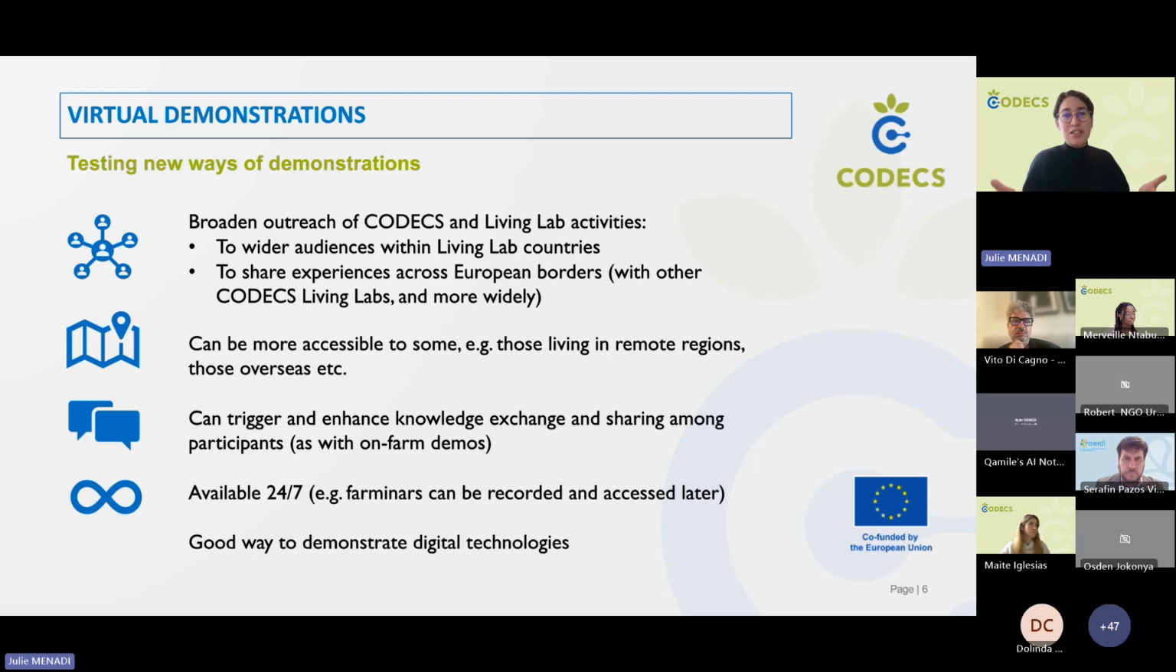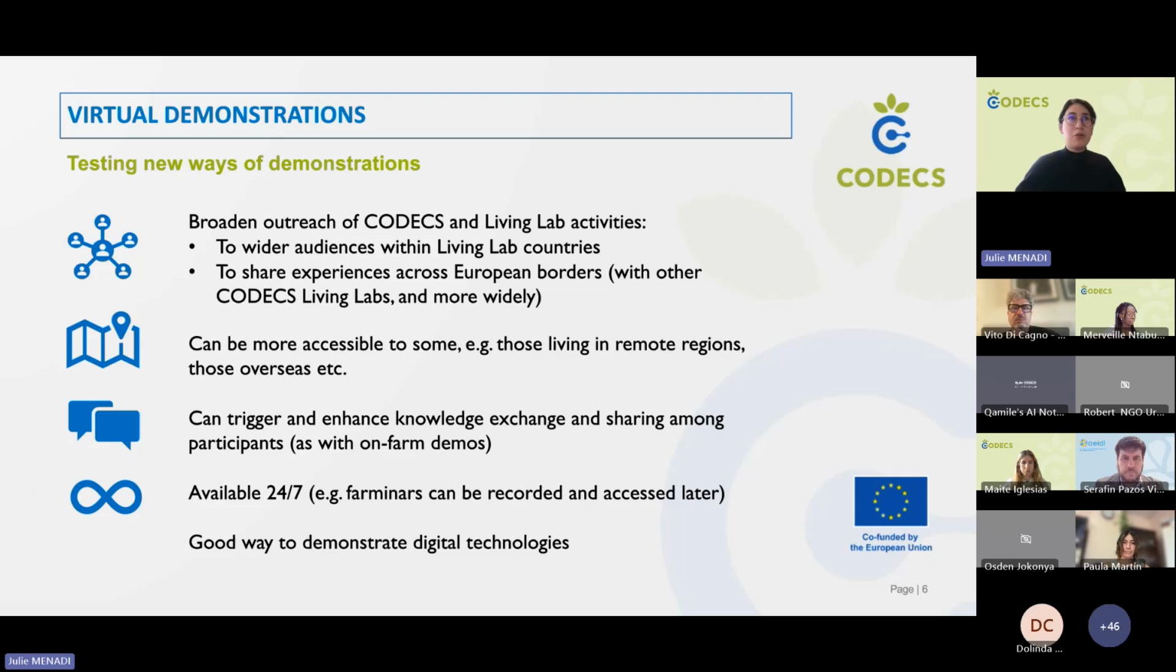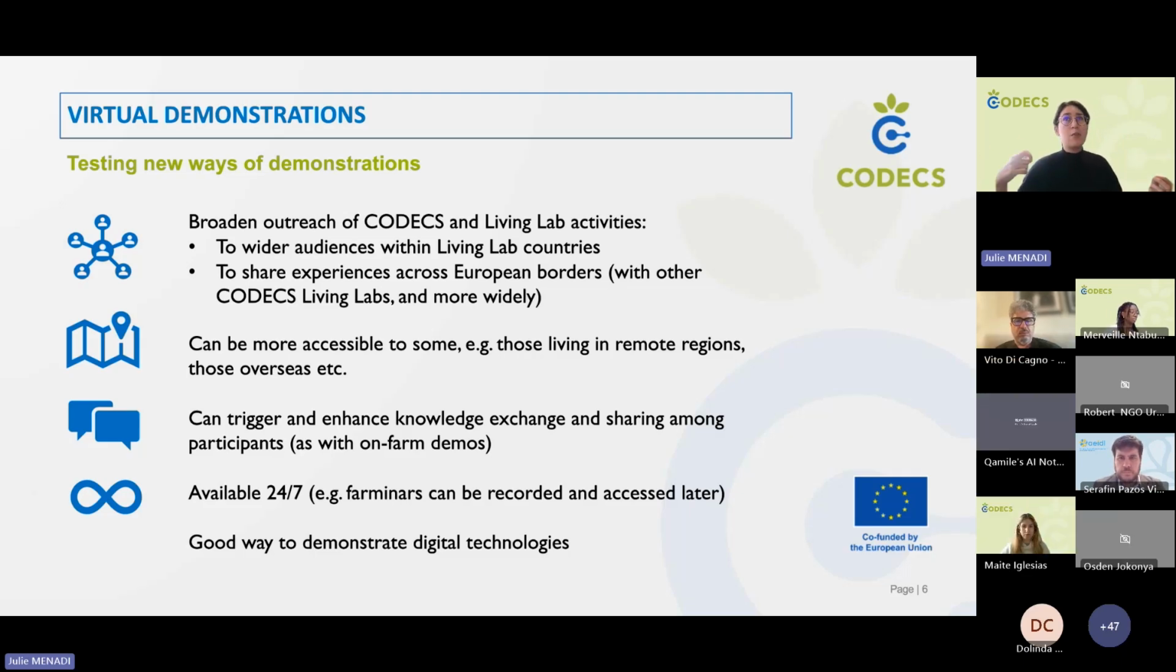What is interesting about trying this kind of demonstration? Well, as I said earlier on, it's important because it helps us reach even wider audiences, and we can go beyond the living labs' borders. That's very interesting also to create links with other living labs, for example, and to reach other countries. We have done so in Codex already, and we have really interesting discussions when, for example, they have a common sector but different production systems. We have very interesting discussions around new technologies.